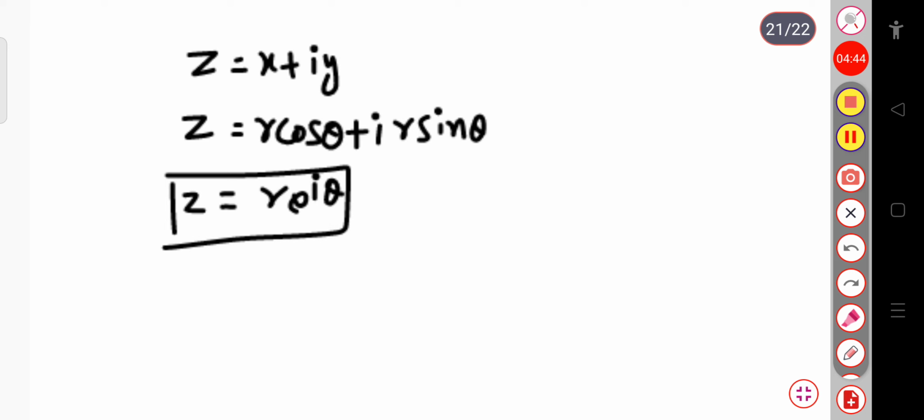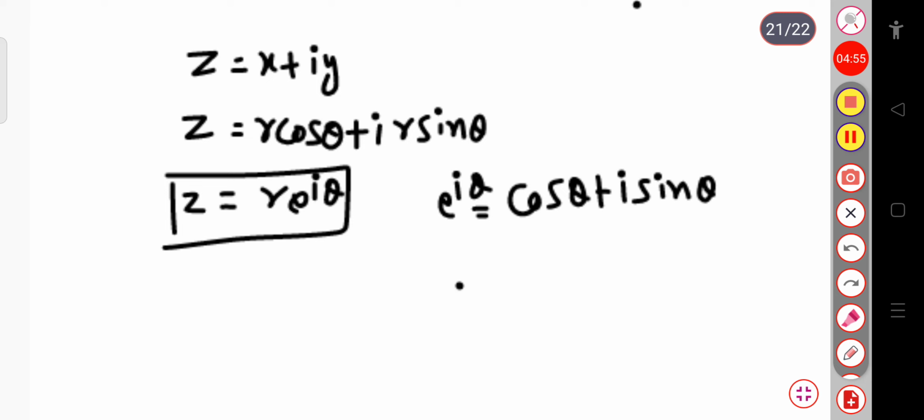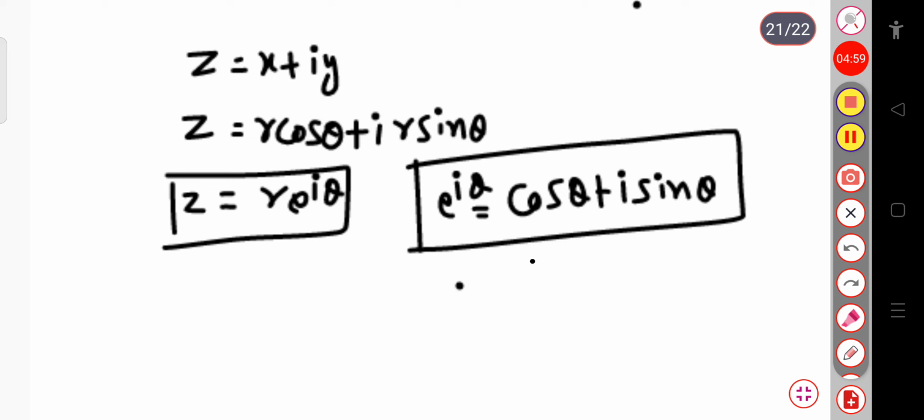You should note that cos theta plus iota sin theta is equal to exponential i theta. This is called Euler's formula.